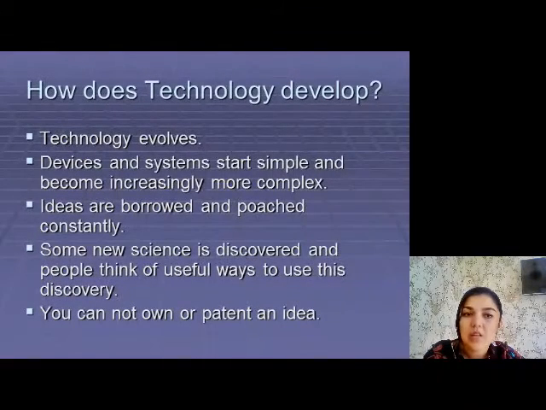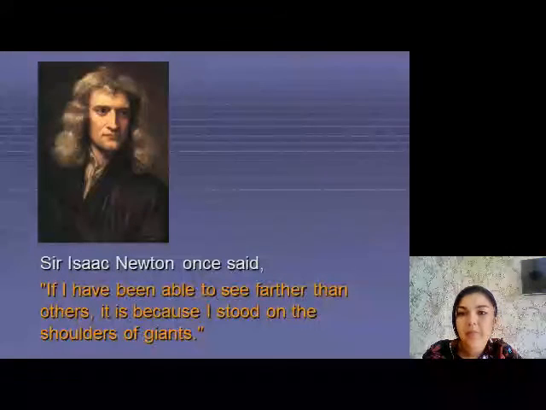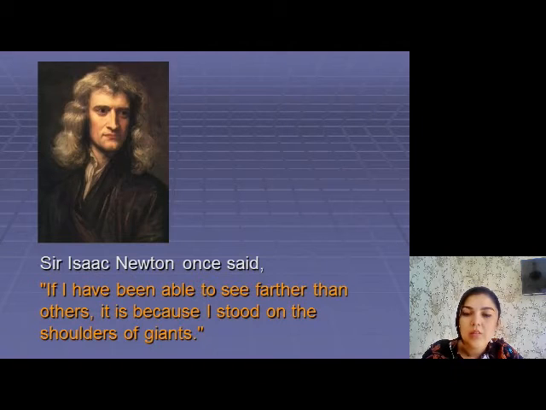How does technology develop? Technology evolves. Devices and systems start simple and become increasingly more complex. Ideas are borrowed and poached constantly. Some new science is discovered and people think of useful ways to use this discovery. You cannot own or patent an idea. Isaac Newton once said, "If I have been able to see farther than others, it's because I stood on the shoulders of giants."